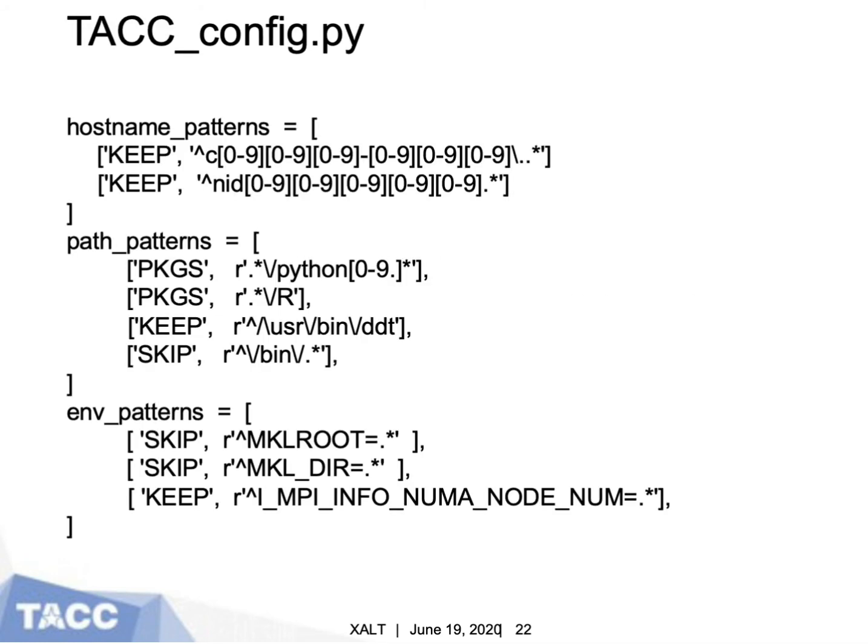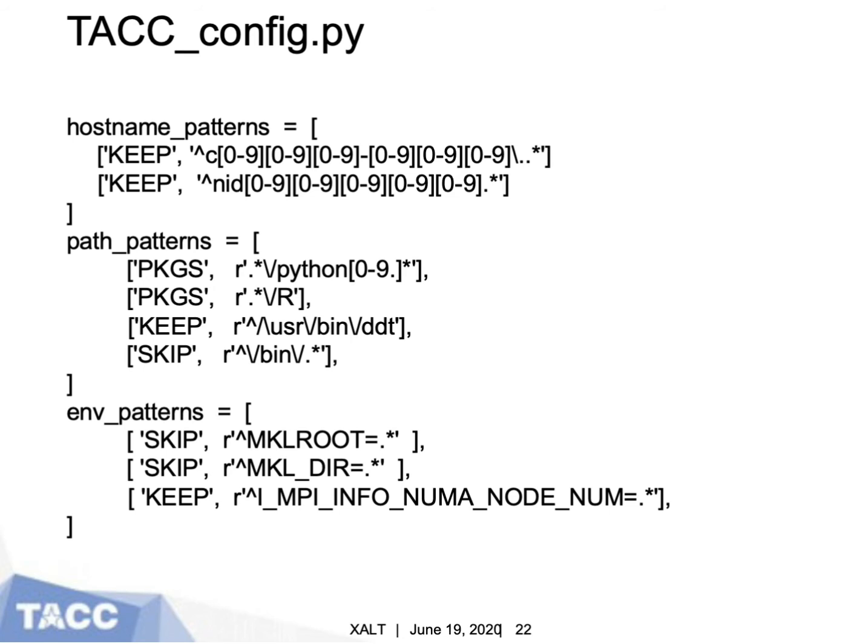So here's a very small version of the TACC configuration file. Hostname patterns: our host names are C, 3 numbers, a dash, 3 numbers, and .tacc.utexas.edu. Or we have a Cray, so those are named nid and then 5 numbers. Only on machines whose host name matches those patterns are things kept. Everything else is ignored.